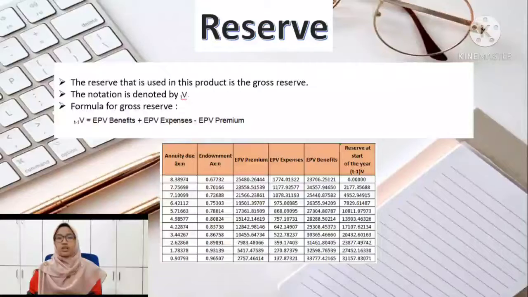Next is reserve. In most life insurance plans, the expected cost of benefit rises over the lifetime of the policy. This is because an increase in age will increase the probability of a death claim.